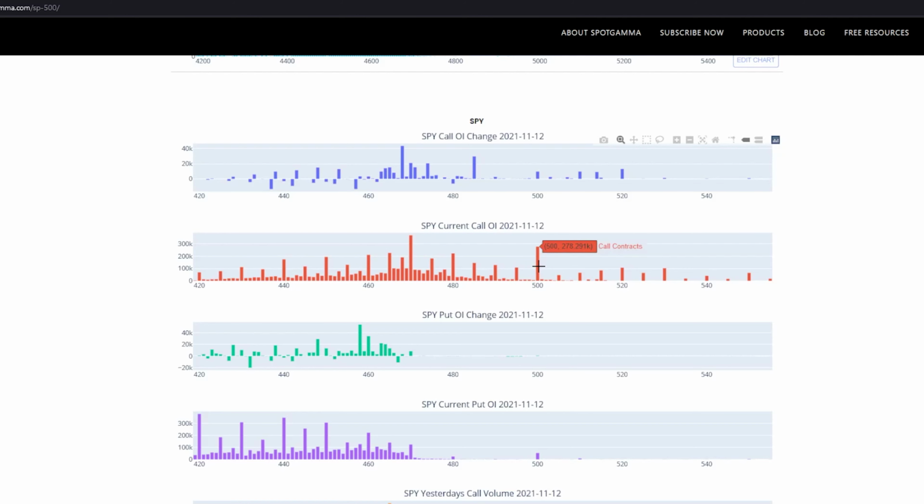Then of course we have this hedge out here at 500. Just a good example of the data here. Just another data point to start gathering all this data and identify key levels.